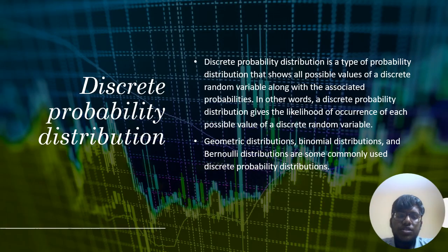Discrete probability distribution. A discrete probability distribution is a type of probability distribution that shows all possible values of a discrete random variable along with the associated probabilities. In other words, a discrete probability distribution gives the likelihood of occurrence of each possible value of a discrete random variable. Geometric distributions, binomial distributions, and Bernoulli distributions are some commonly used discrete probability distributions.